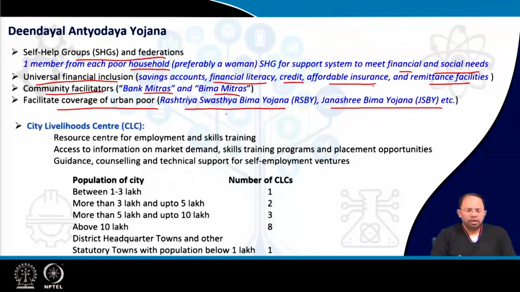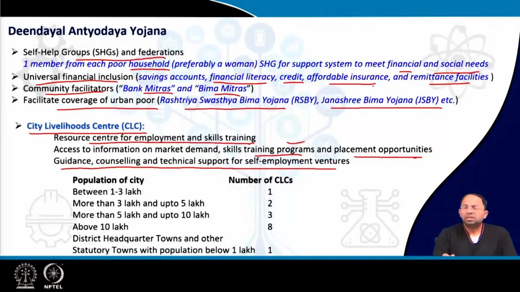Now, in addition to all these different schemes, we also have city livelihood centers, and as you can understand, these are resource centers for employment and skill training, and here people get information about what kind of jobs are available, what is the demand in the market, what kind of skill training programs are being conducted, what are the placement opportunities, and so on. Of course, certain programs can also be conducted in these centers. In addition, people can get guidance, counseling, and technical support for self-employment ventures.